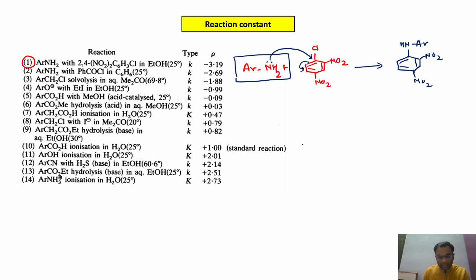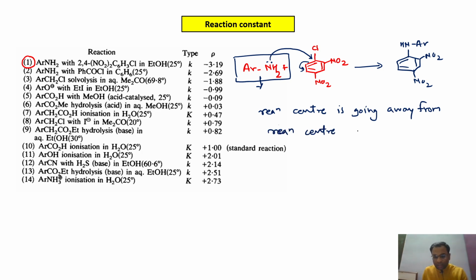So in this reaction, the reaction center is the aromatic amine, and during the reaction electron density is going away from the reaction center, and therefore the sign of the rho value, that is the sign of the reaction constant for this reaction, is negative.